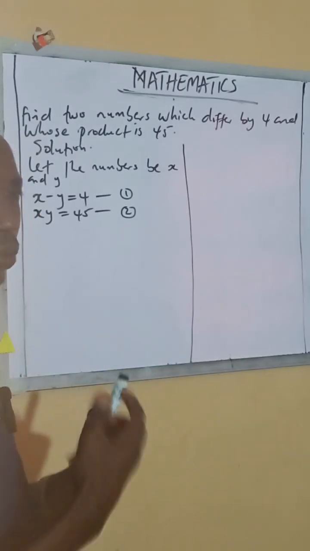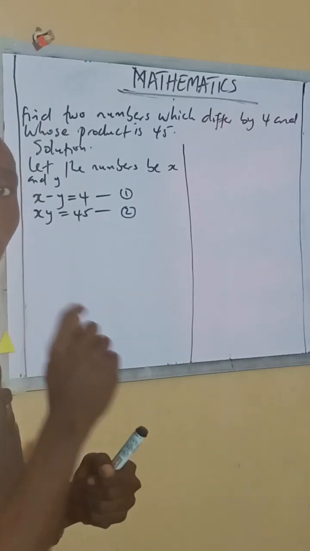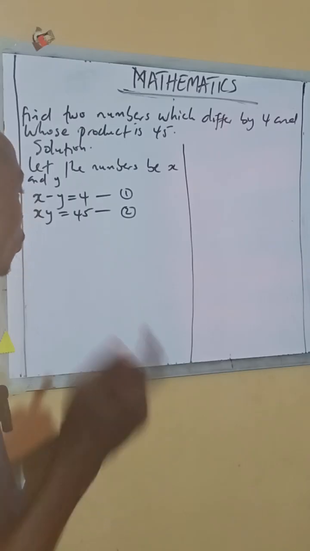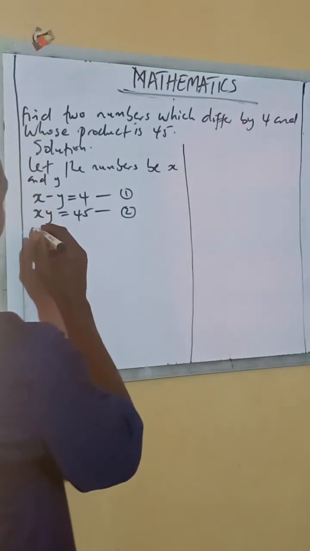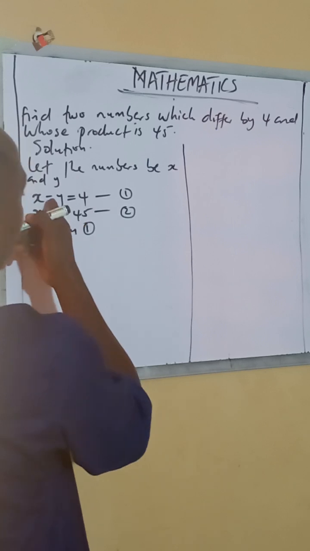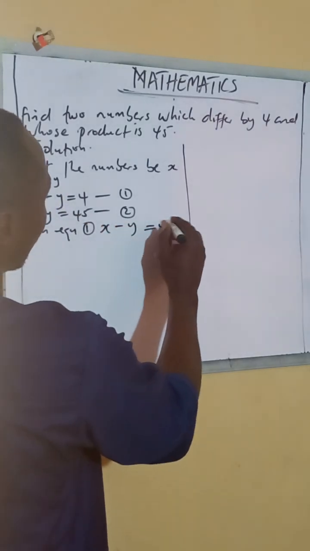One thing about this word problem is that it involves quadratic and linear equations. I tell you one secret about them: whenever they give you this, always start from the linear. It is much easier to solve with linear. So from equation 1, X minus Y equals 4.